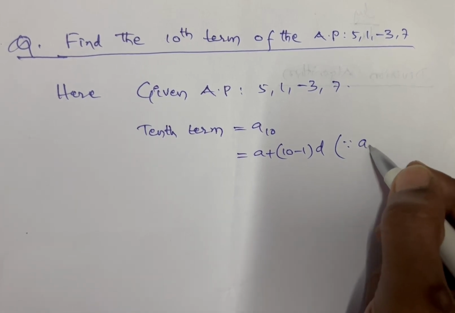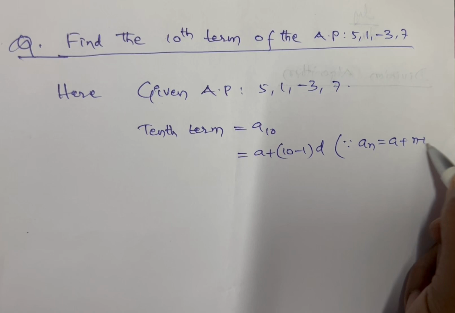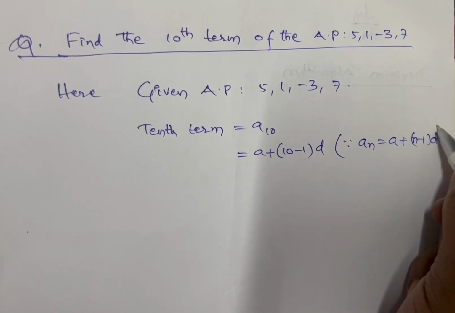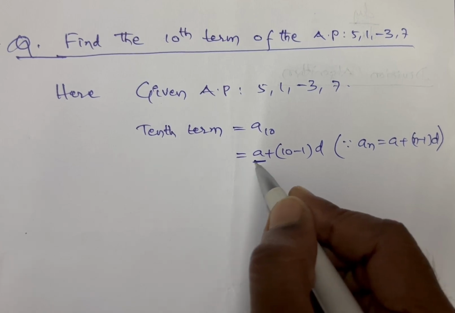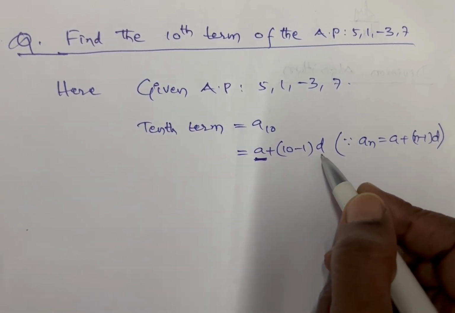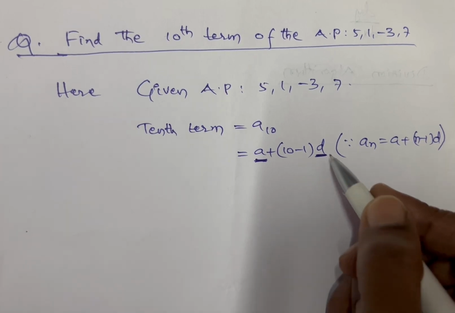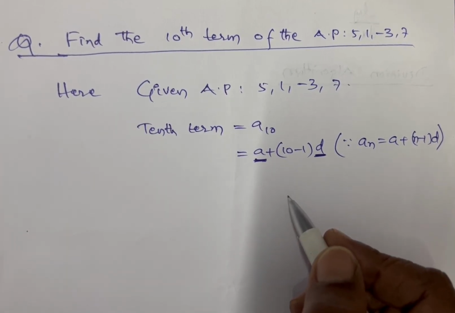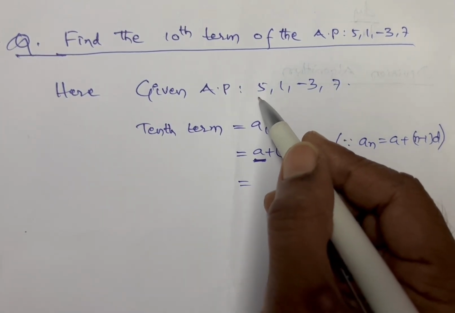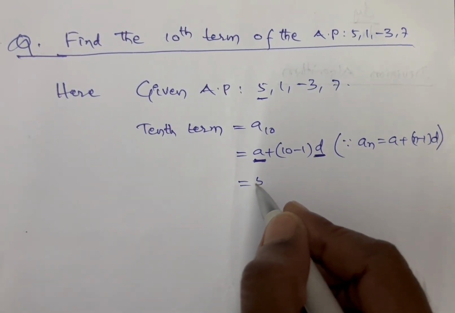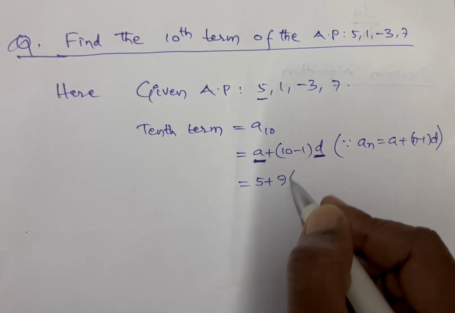Since An is equal to A plus n minus 1 into D. Here A means the first term in the given AP. D is the common difference in the given AP. Here A means the first term, which is 5. 10 minus 1 means 9.